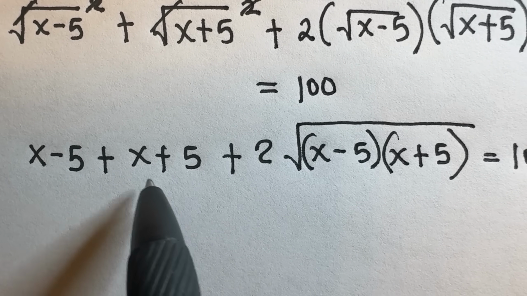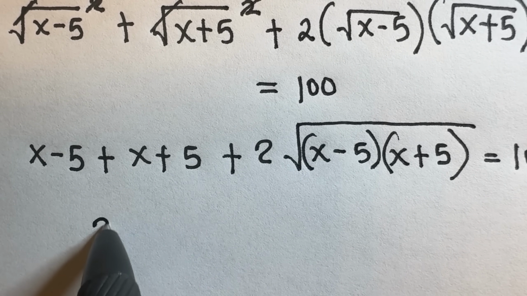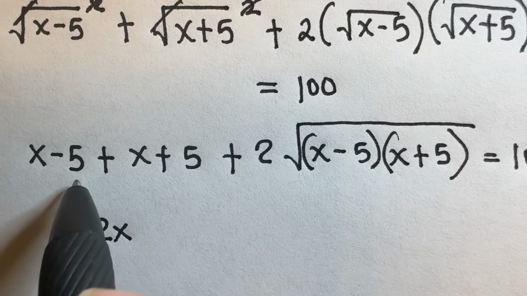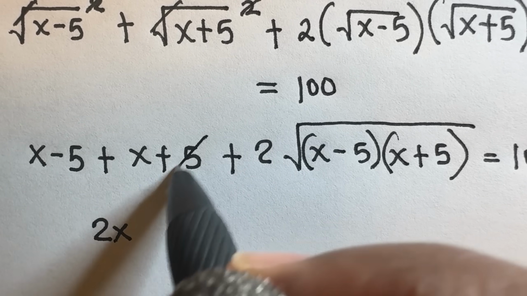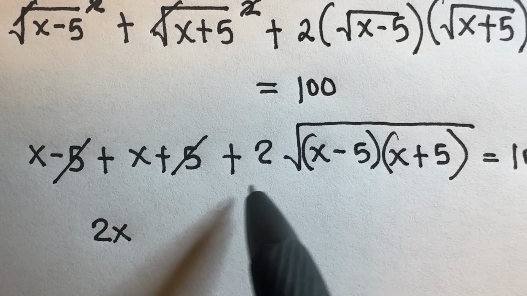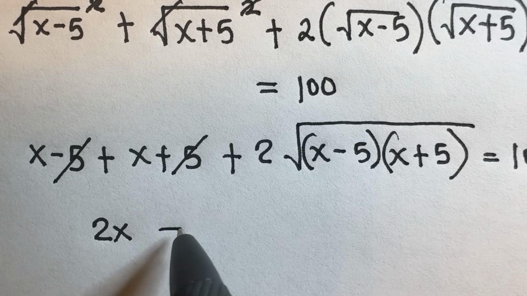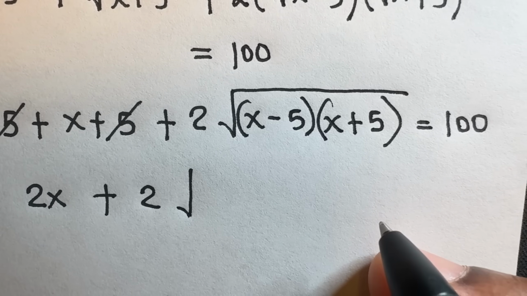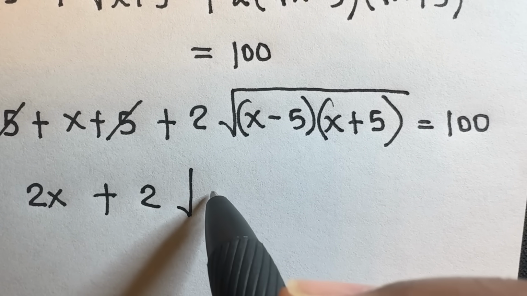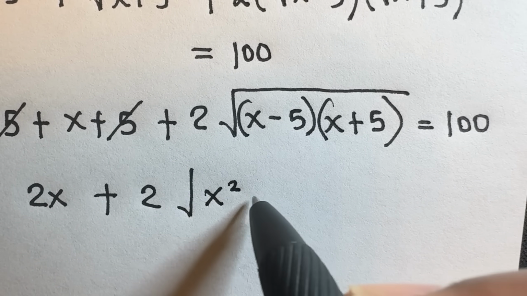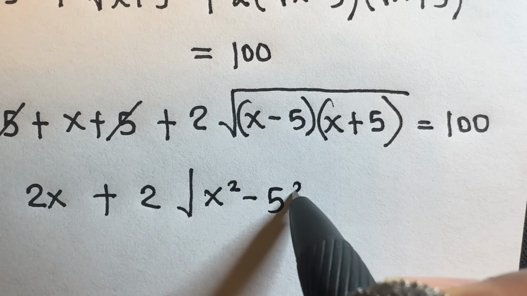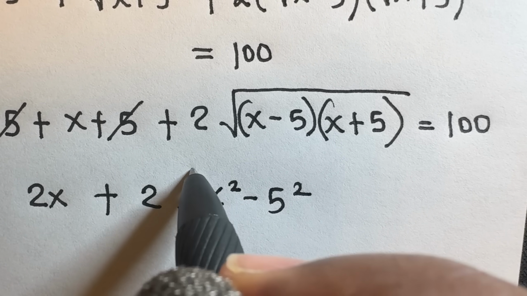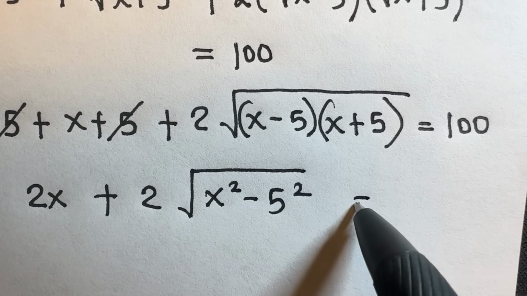So we have x here, we have x here. This will give us 2x. We have negative 5 plus 5. This will give us 0. Then this, so we have plus 2 roots. Together, this will give us x squared minus 5 squared, because this is difference of two squares, then equal to 100.